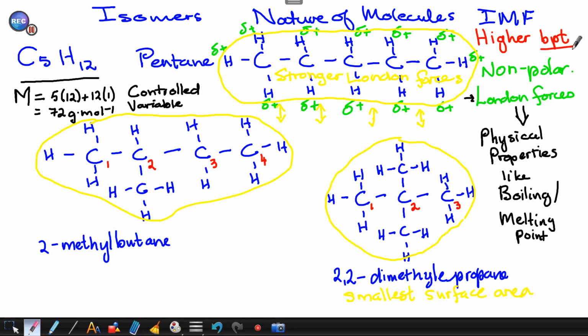I know this is not accepted in the science exams, but you guys know it's boiling point. So this one's got the intermediate boiling point. And then the dimethyl propane has the lowest boiling point. And the melting points will follow the same pattern.